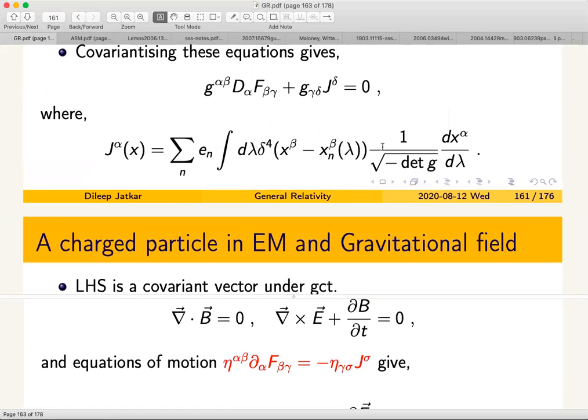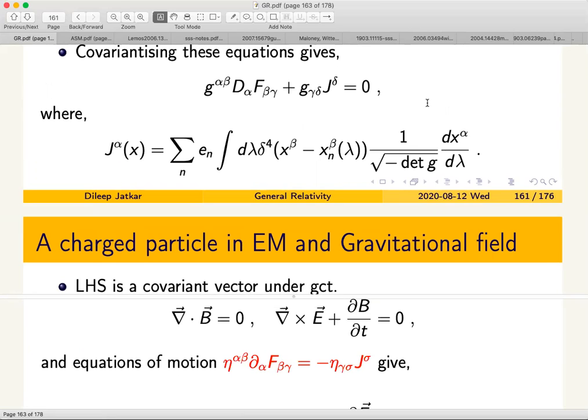So when we covariantize, let's say we want to go from STR to GR, do we covariantize the equations of motion or the action? I mean, are the results of these two processes convergent? Yeah, they are identical actually.